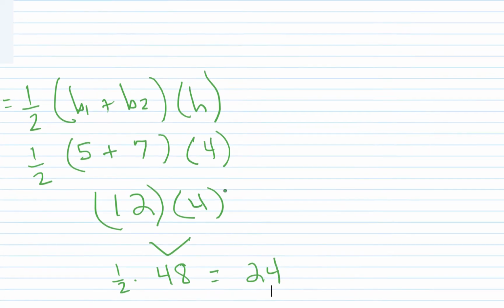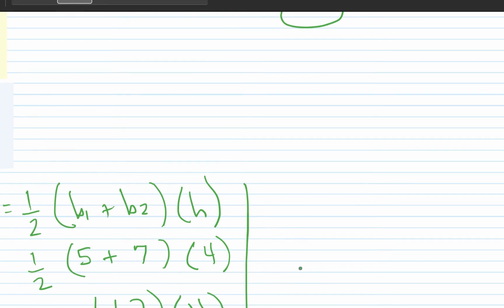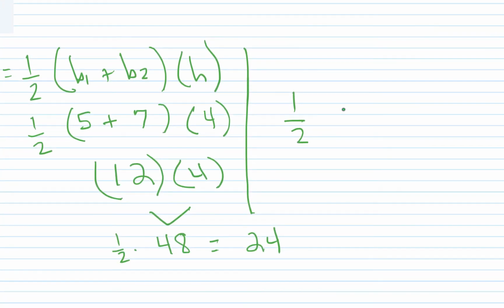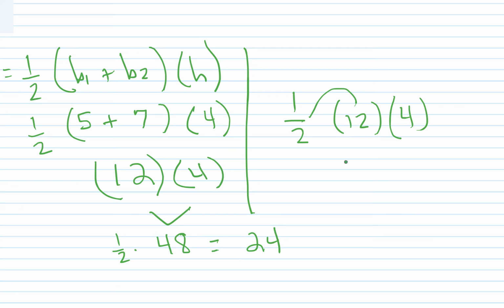But I don't necessarily have to do it that way either, right? If I was left with just this, right? I could look at this and say, okay, well, I can half 12, right? Because I know half of 12 is 6. And then I can just simply multiply by 4 to still give me 24.